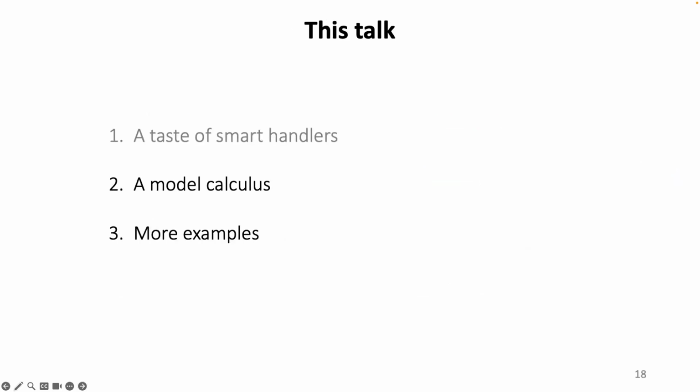All right. So I hope that gives you a rough feeling about what we can do with smart handlers now that we have this loss information available. And before we see more examples, let's look at a minimal model calculus that defines the semantics we want of our design.